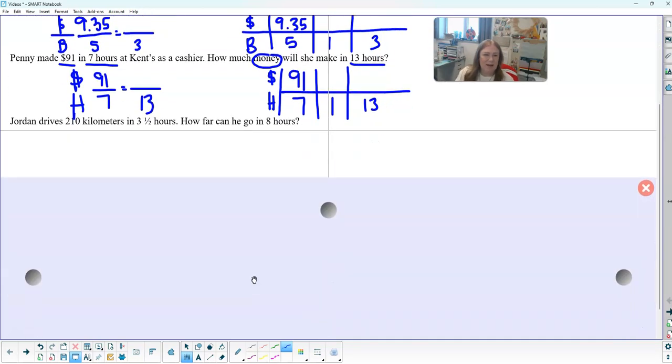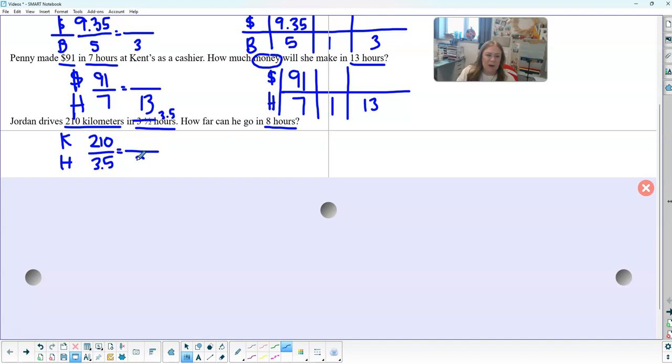Next up we have that Jordan drives 210 kilometers in 3.5 hours. How far can he go in 8 hours? Now, I like to work with decimals more, so I'm actually going to change this to 3.5. 50 cents is half of a dollar. So we have kilometers and we have hours. He drives 210 kilometers and that takes 3.5 hours. And now we want to know how far he can go in 8 hours.